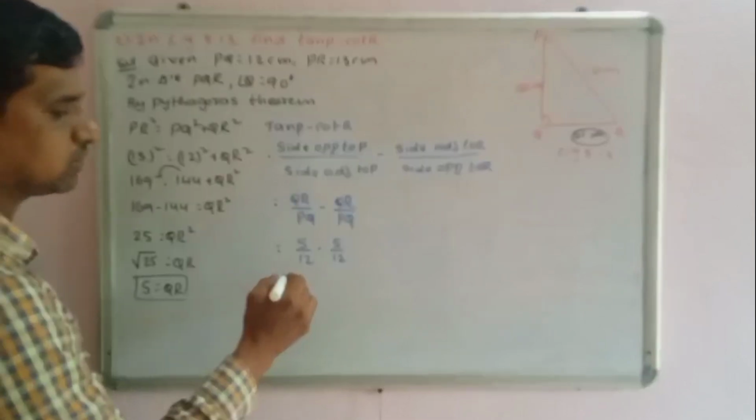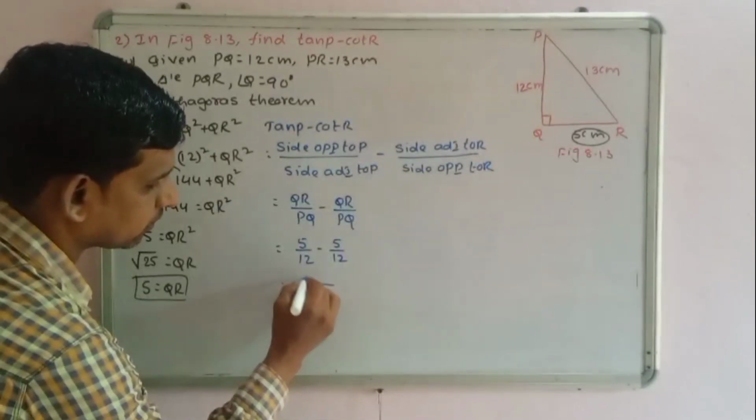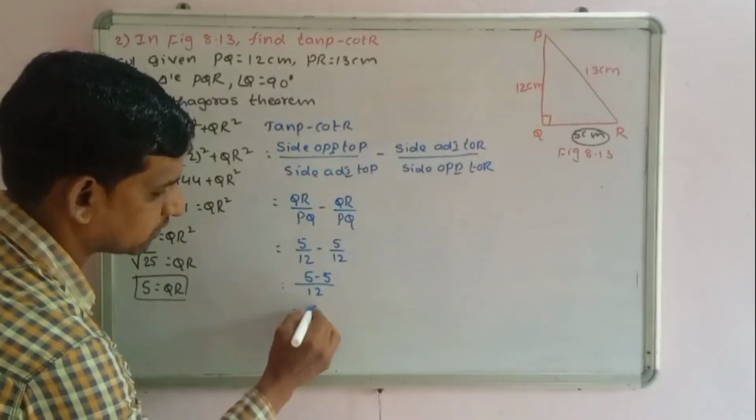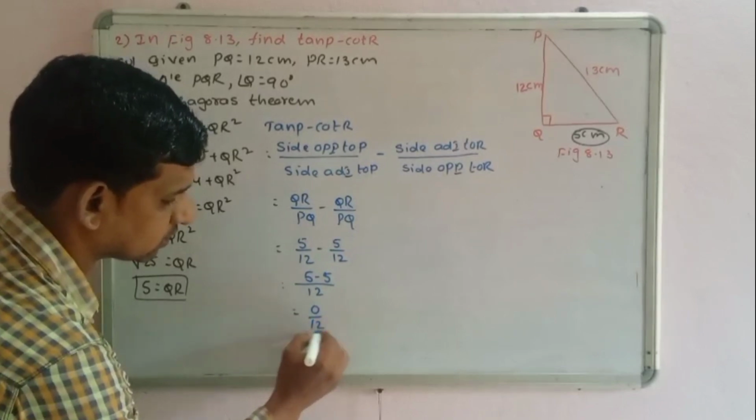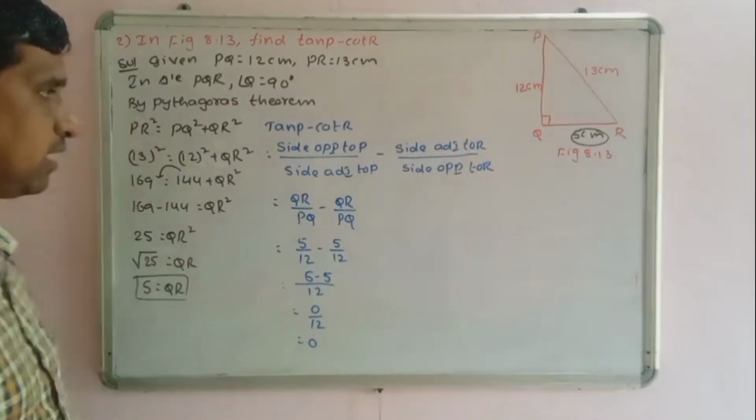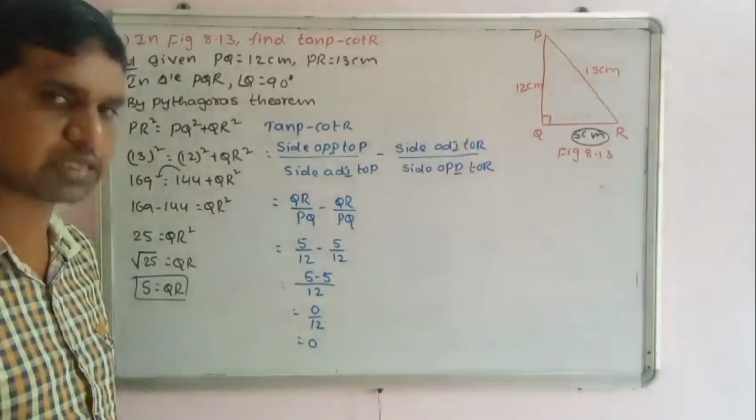Okay. So now see, 12 is the LCM. 5 minus 5. 5 minus 5 is 0. 0 by 12 is 0. So the value of tan P minus cot R is 0.